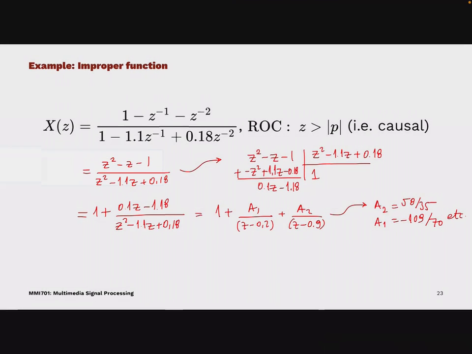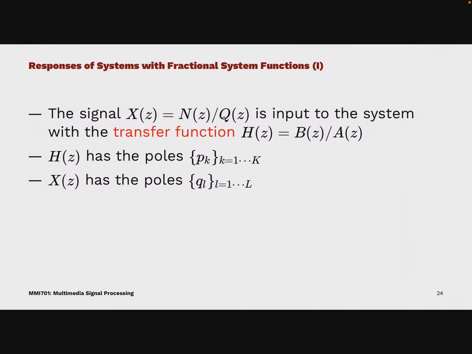We have seen two ways to invert the Z transform. But one thing where it's very useful is responses of systems with fractional system functions. Because if you carry out this inversion, it's going to tell you about the impulse response of your system. So let us assume that we are inputting a signal x of z, which has a rational z transform n of z over q of z. We're inputting that signal as an input to the system with a transfer function h of z equals b of z over a of z.